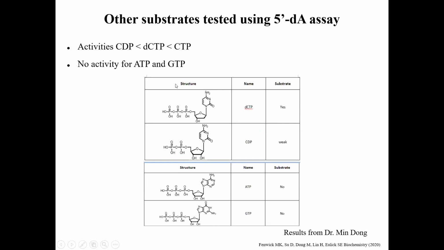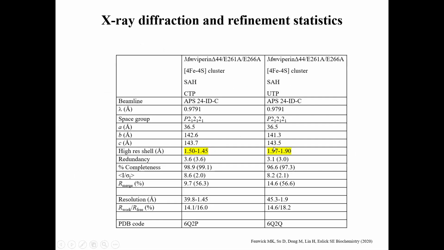We also found that the activities for cytidine diphosphate and deoxy-CTP were significantly lower than that for CTP, and that ATP and GTP showed no activity. These results are consistent with the study headed by the Almo group. So we were interested in understanding the structural basis for the substrate selectivity differences, in particular the differences between CTP and UTP.